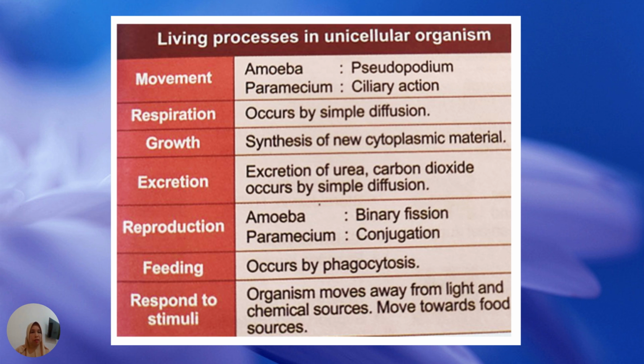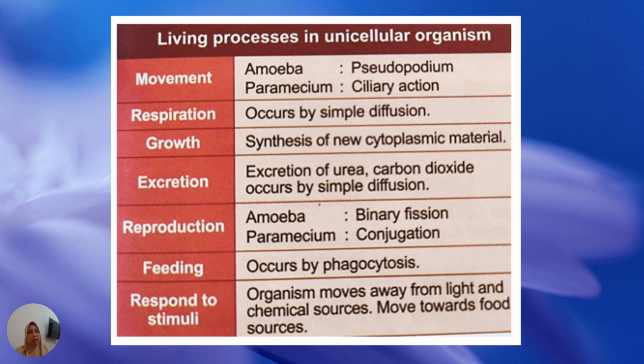Respiration in the unicellular organism occurs by simple diffusion. And then growth. Growth occurs by synthesizing new cytoplasmic material. So it is very simple in the unicellular organism, it will grow by producing new cytoplasm. Excretion of urea and carbon dioxide occurs by simple diffusion. But excretion of water occurs by osmoregulation.